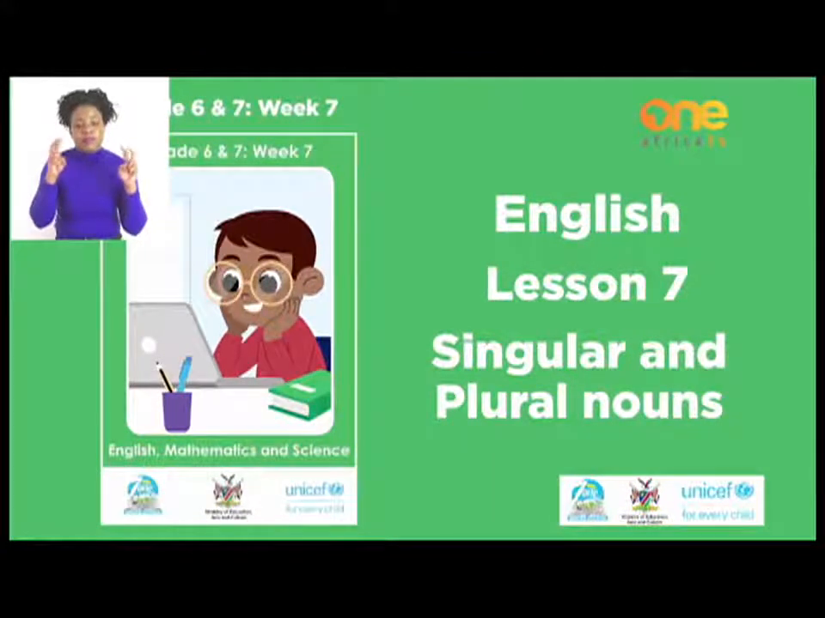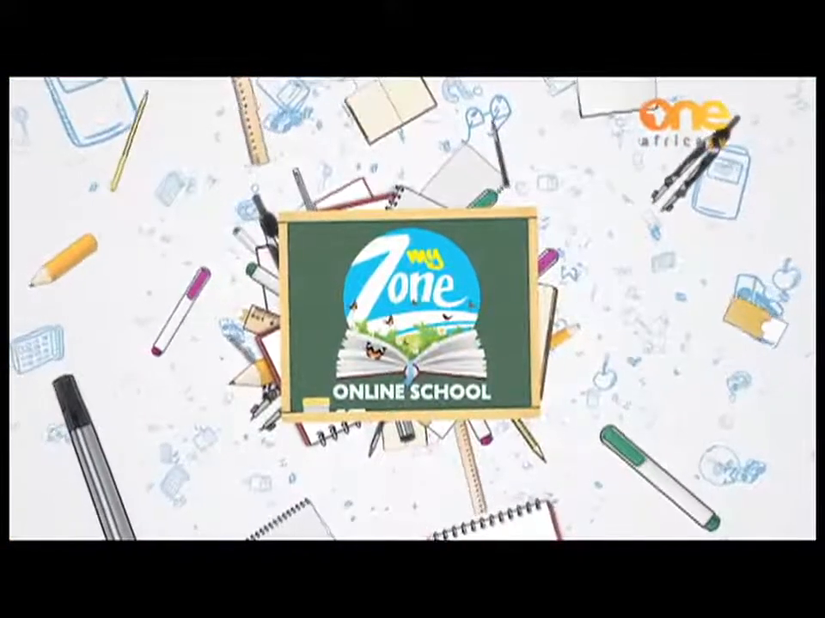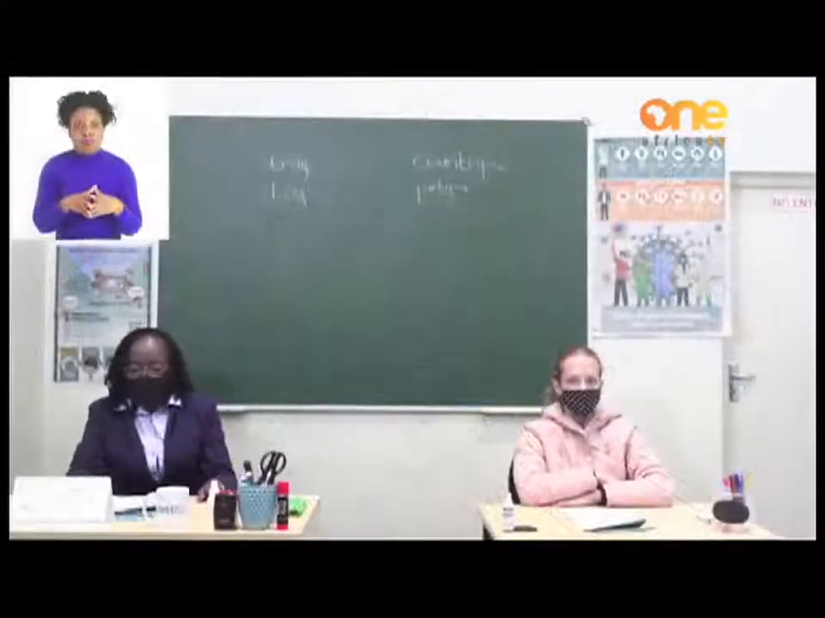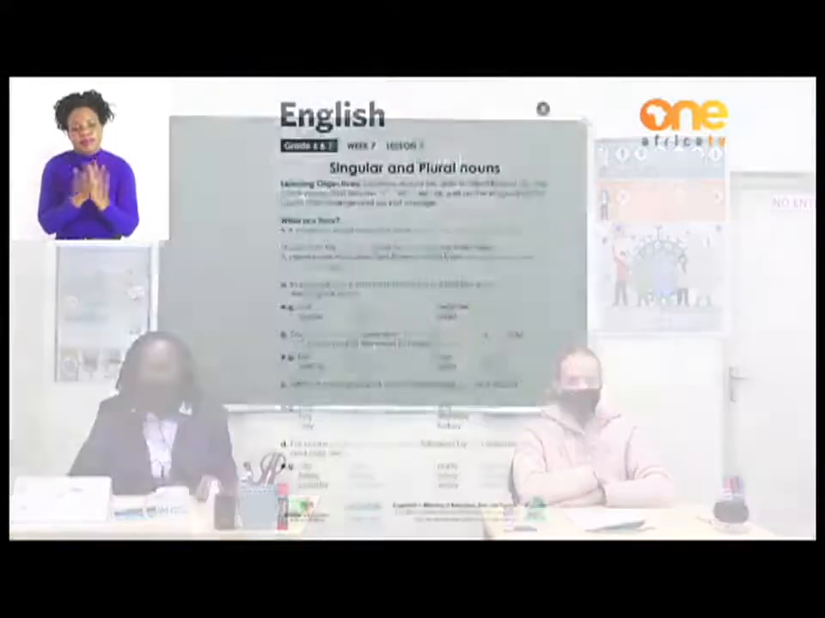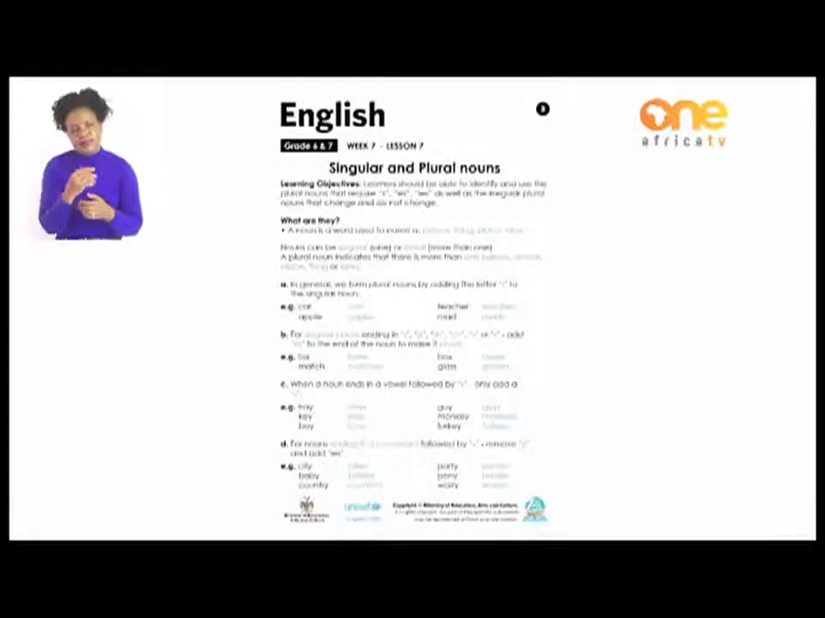Our lesson for today is on singular and plural nouns. Let's turn to page 3 in the booklet, and we start with the lesson. Like we said before, our lesson is on singular and plural nouns. Our learning objective is learners should be able to identify and use the plural nouns that require S, ES, IES, as well as the irregular plural nouns that change and do not change.